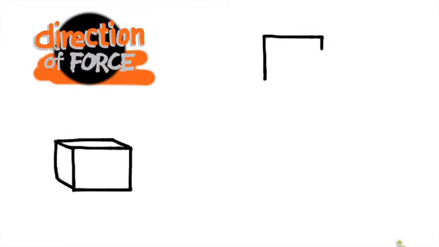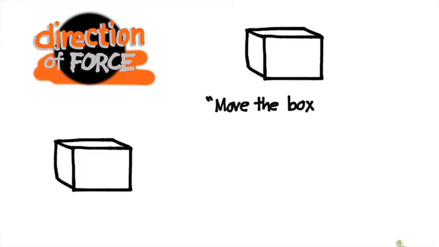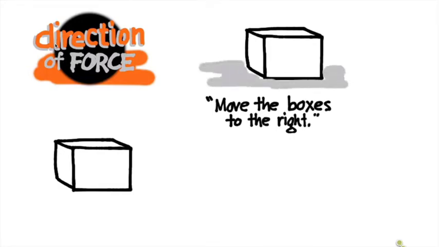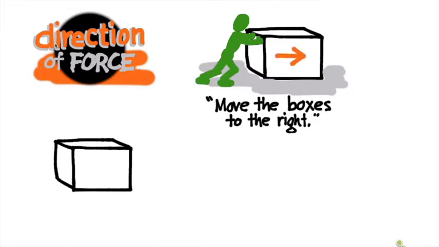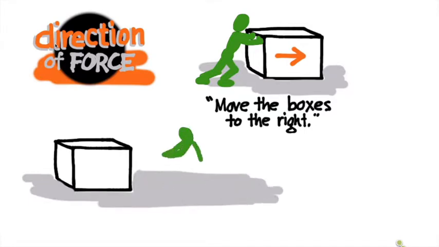Okay, let's start with the direction. I have here two boxes for you. And say I want these boxes to be moved to the right. What are we going to do with these boxes? One thing that we can do is to exert a force in that direction. And another thing, you can position yourself here and tie a string there and exert the force in that same direction.